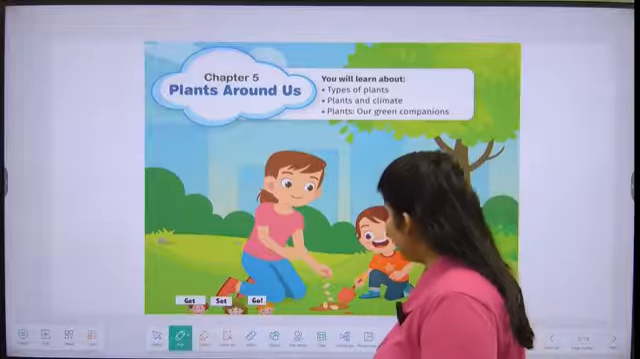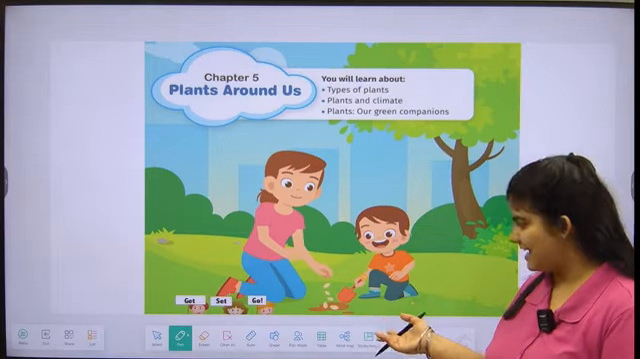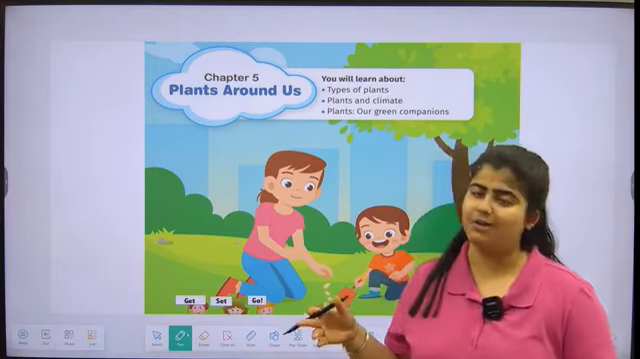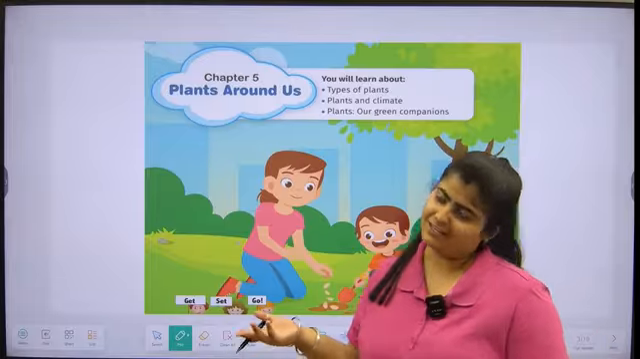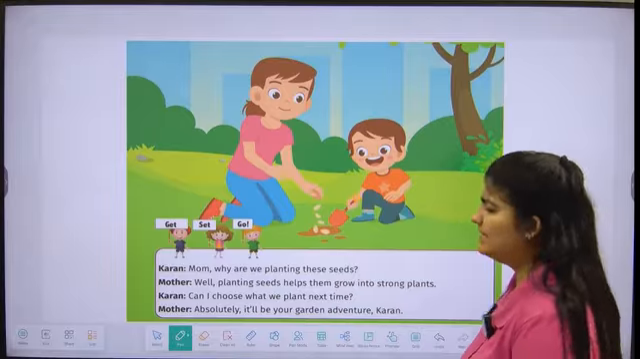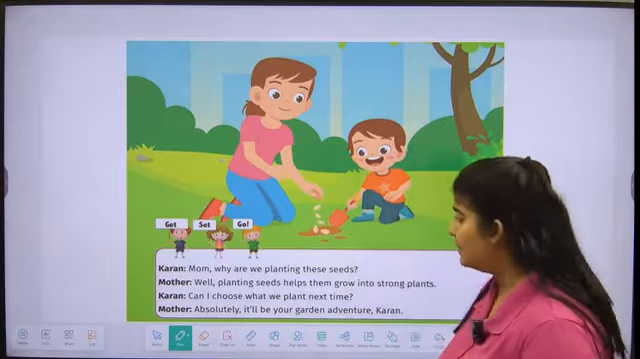Okay. So what are they doing? Can you tell me? They are sowing the seeds to let the seed grow into a plant or maybe a tree someday. Right? Oh, so they're talking also. Let's get into the conversation and see what they are talking about.